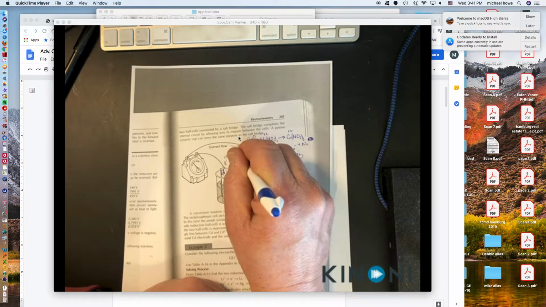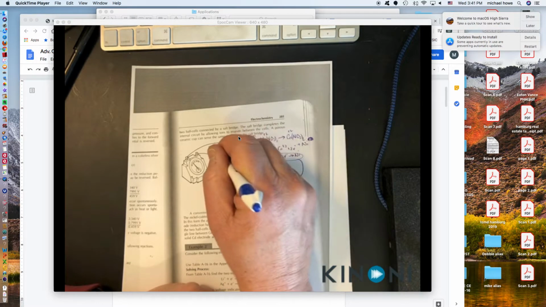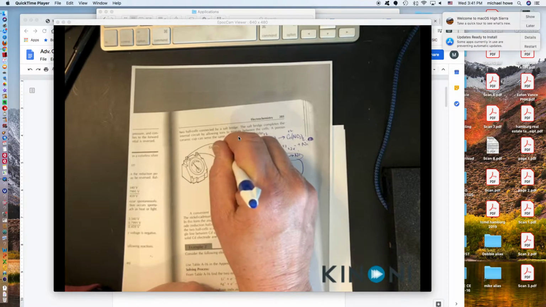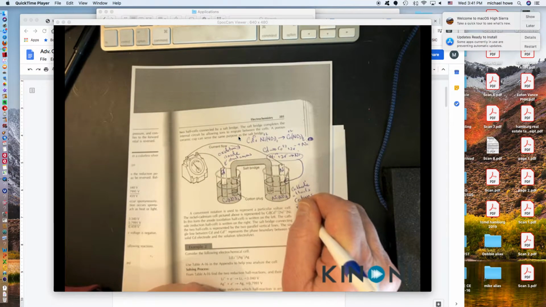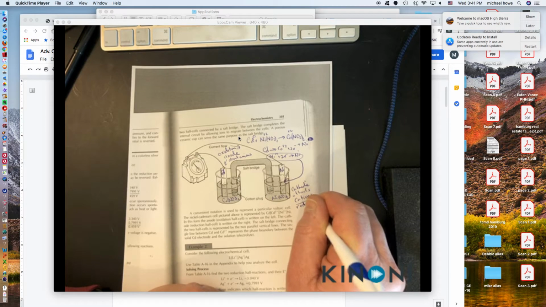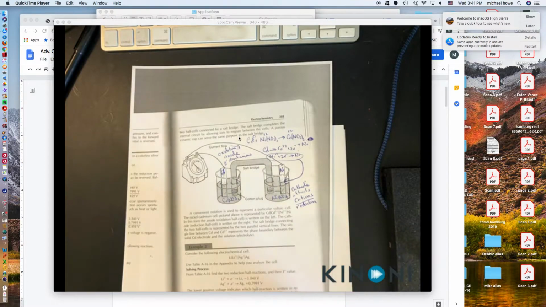Anions. And at the anode we have oxidation occurring, and at the cathode we have reduction occurring. All right, so that's a little overview of how a battery works.